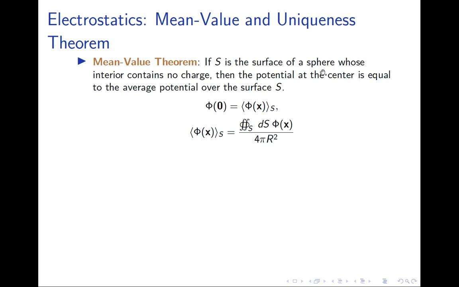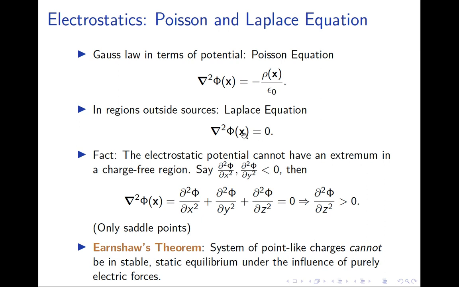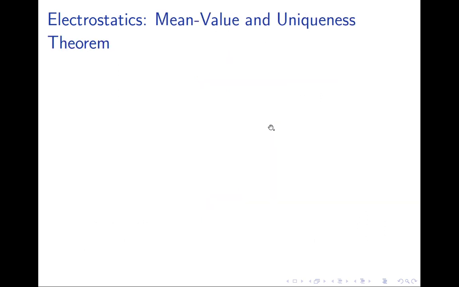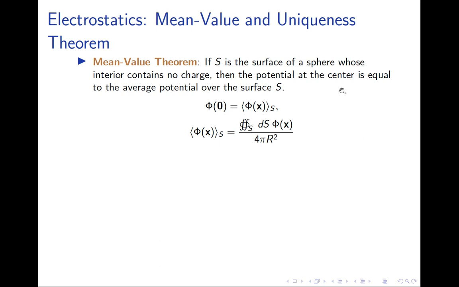If S is the surface of a sphere, let's say you're in a charge-free region like this, and you imagine a sphere in the charge-free region, a sphere of surface S. Then you can show the average electric potential over the surface of the sphere is equal to the potential at the center of the sphere. So you have a two-dimensional spherical surface, and if you compute the average electrical potential over the surface, it will coincide with the value at the center.